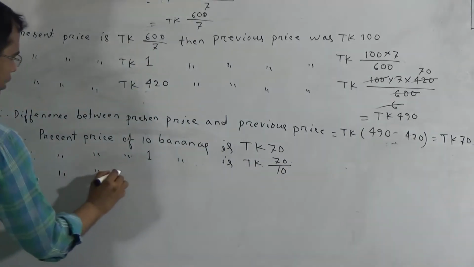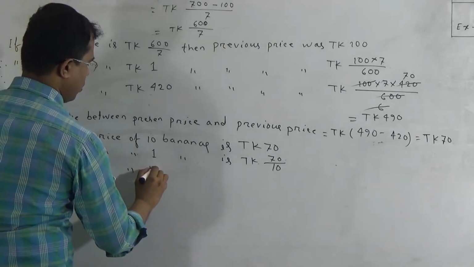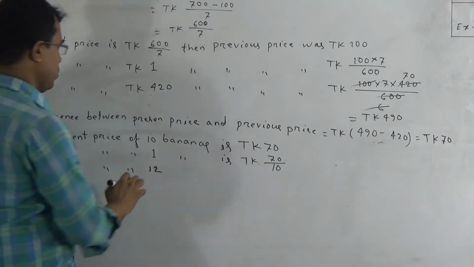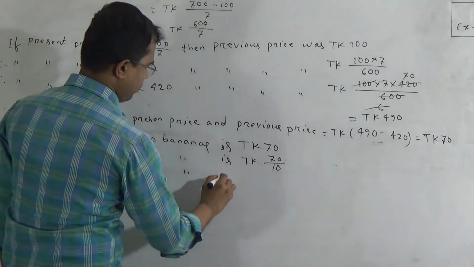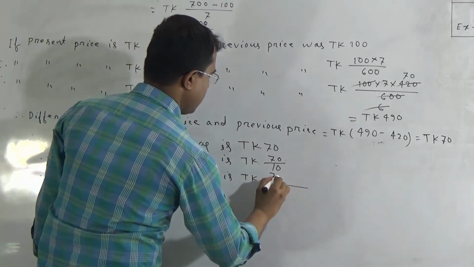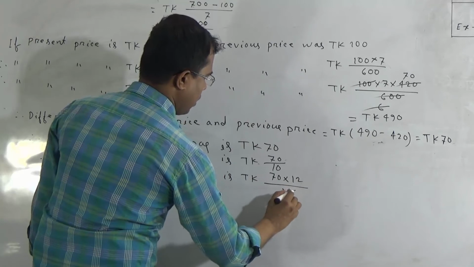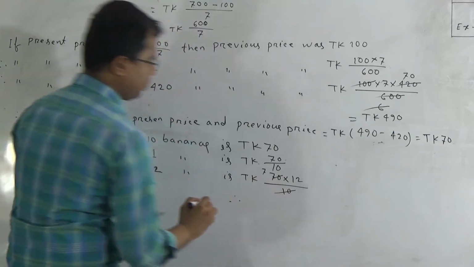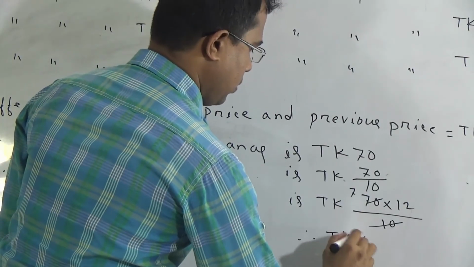Therefore, the present price of 12 bananas. In the question, it is said, what will be the present price of 1 dozen bananas, and 1 dozen means 12 bananas. So, we have to find out the present price of 12 bananas. Present price of 12 bananas is TK 70 multiplication 12 by 7. Now 7 tens are 70, and 7 12s are 84. So the answer will be 84.